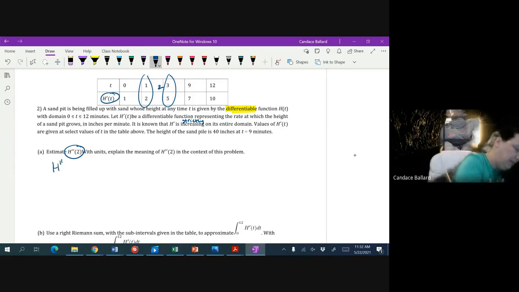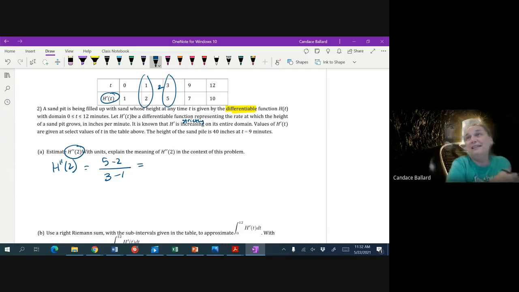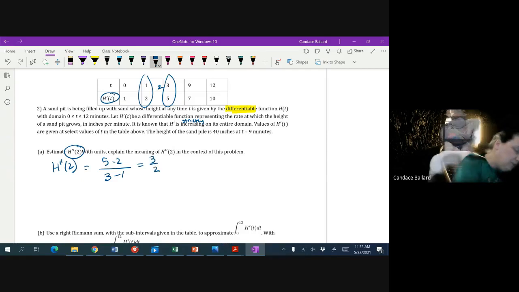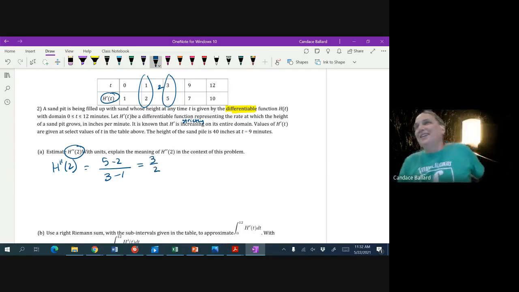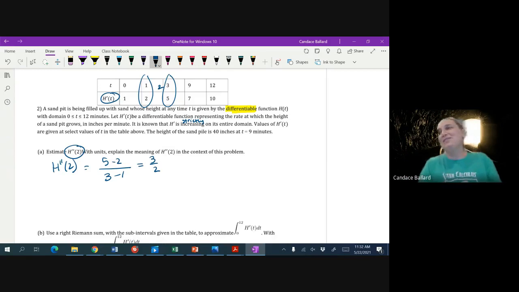So I would label it h double prime of 2 equals (5 minus 2) over (3 minus 1), which in theory, yes, I should probably leave it there. I shouldn't go any further, right? But I know Mrs. DeWitt's watching, so I'm going to write 3/2. Okay, so we want to make Mrs. DeWitt happy. All right. Luckily, I did the arithmetic correctly, hopefully. Sometimes I don't, and then I would have gotten it wrong.